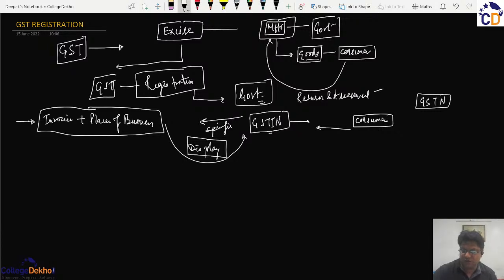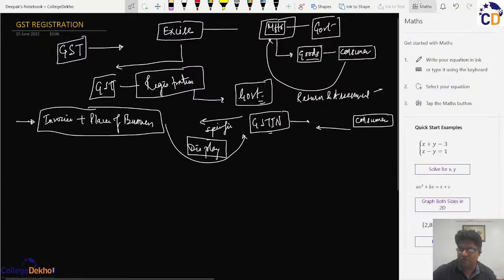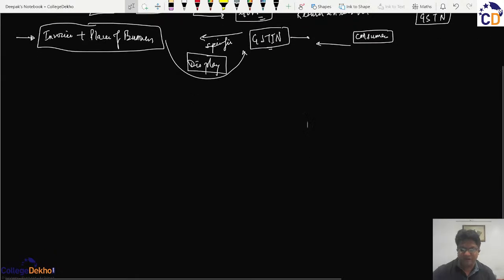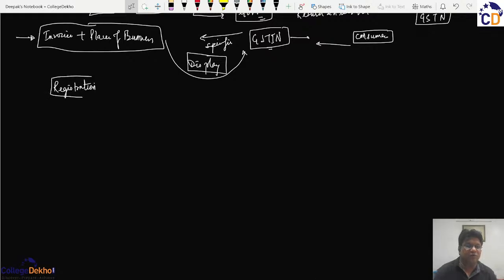Now, moving further, we also have to realize that this registration can be compulsory for you. What I'm saying is that if you fulfill certain eligibility criteria, then once these eligibilities are fulfilled, you will be required to take the registration.